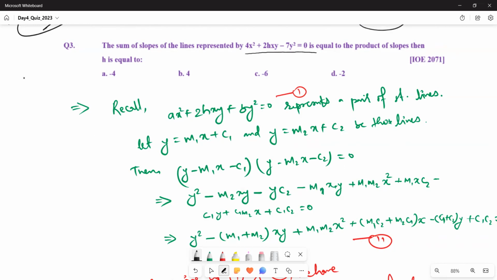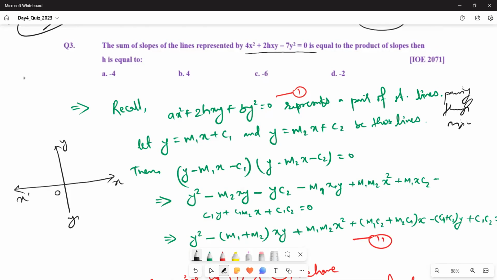So this equation given is what? A homogeneous quadratic equation, right? A quadratic equation which has only homogeneous terms, I mean second degree terms, represents what? A pair of straight lines passing through origin, right? Okay. So suppose we have coordinate axes x'x, y'y.